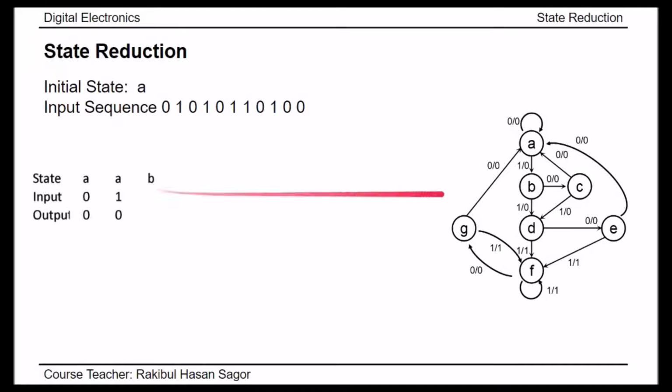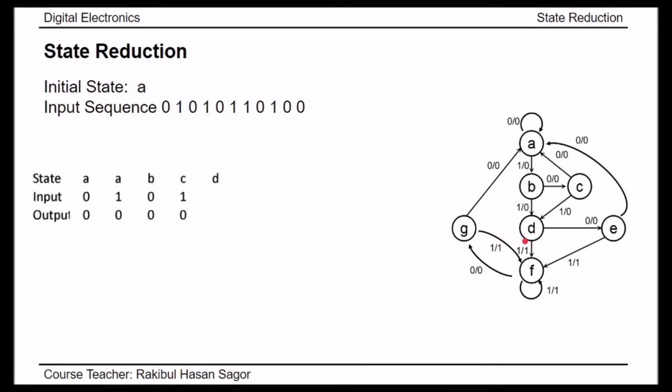Again, being at B, if the third input is given, that is 0, then the next state will be C and the corresponding output will be 0. Now being at C, the fourth input is 1. If 1 is given, then the next state will be D and the corresponding output will be 0.